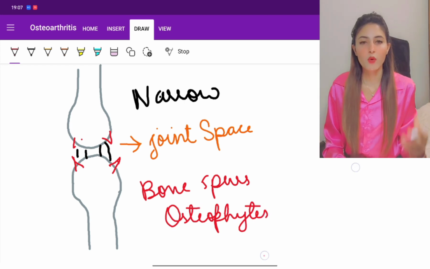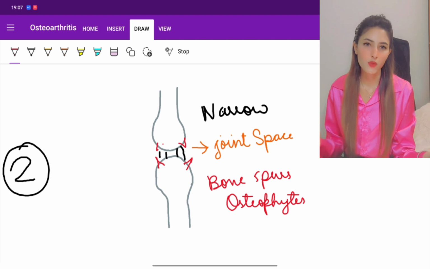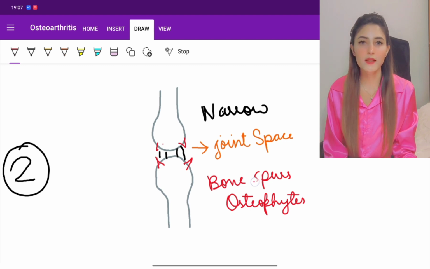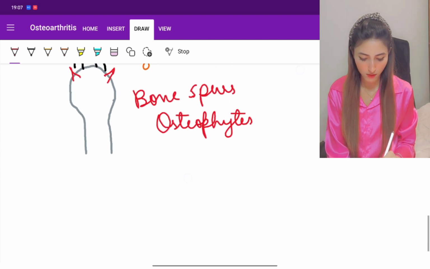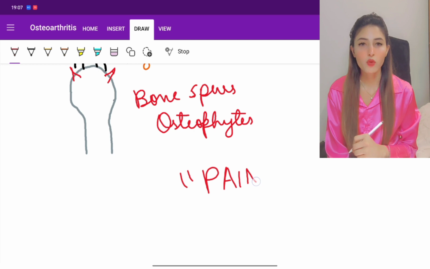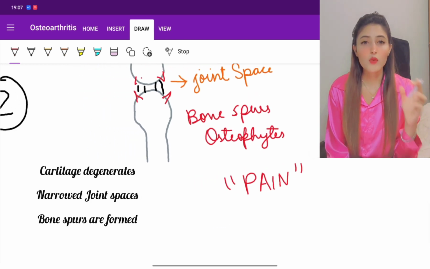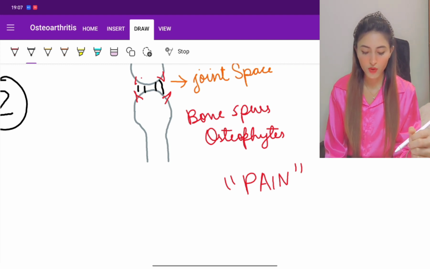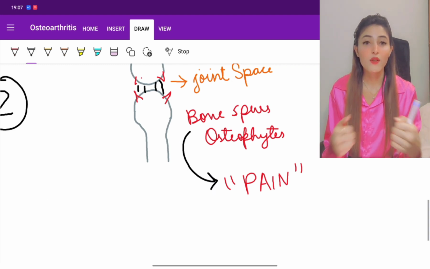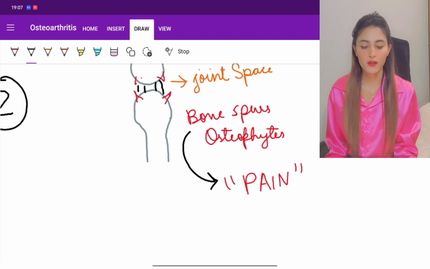Now, what do you think the most common clinical presentation of a patient with osteoarthritis will be? Take a guess. Of course, it's pain. Pain is the most common clinical presentation of a patient with osteoarthritis. What causes this pain are these bony spurs right here, which due to wear and tear cause friction. This friction actually causes pain.